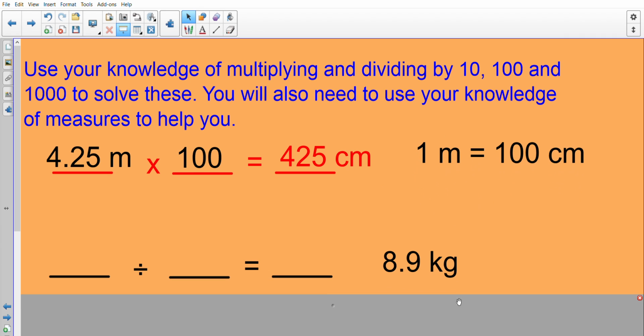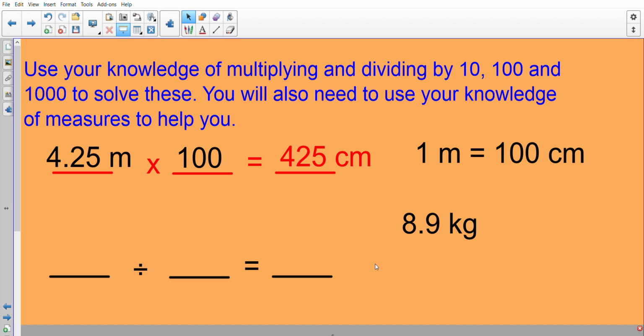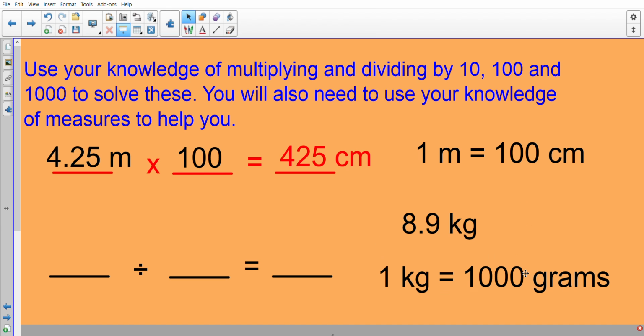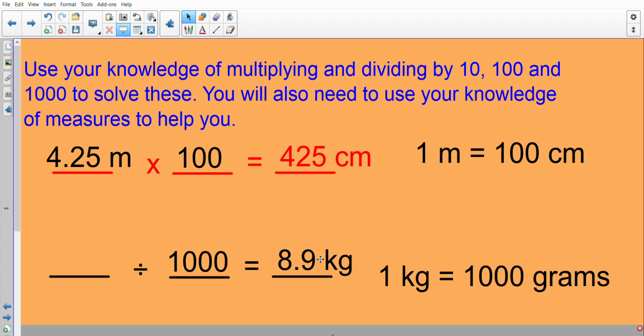Okay, have a look at this one here. Pause it for a moment if you like, and just have a think about this. Okay, this one is all about kilograms. Let's remind ourselves we've got 1 kilogram equals 1,000 grams. Okay, so we'll use that knowledge. So I think we need to use dividing by 1,000 for this, don't we? So let's have a think. Something divided by 1,000 equals 8.9. Let's put that there. So then we do the inverse. We'll do 8.9 times 1,000.